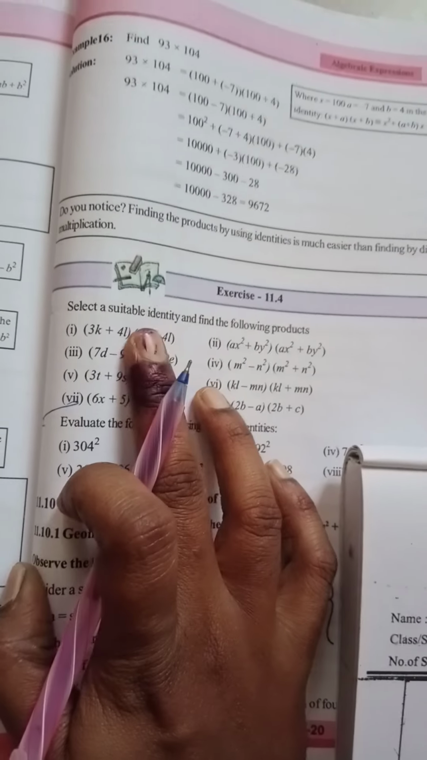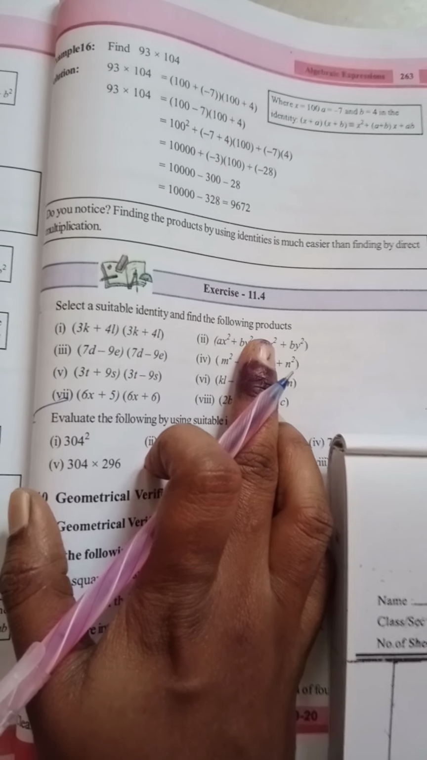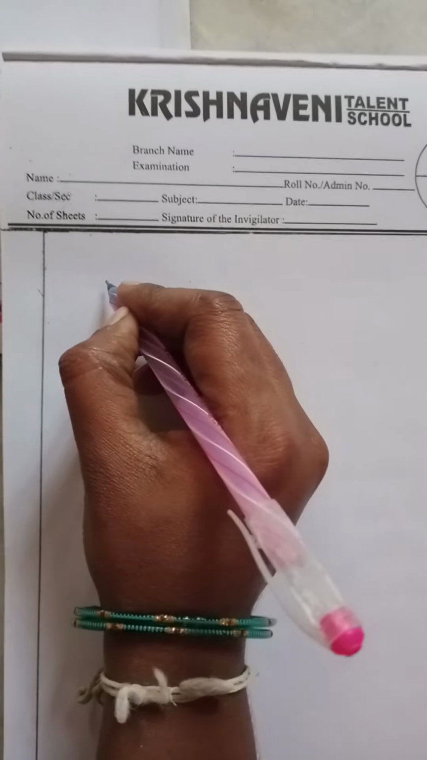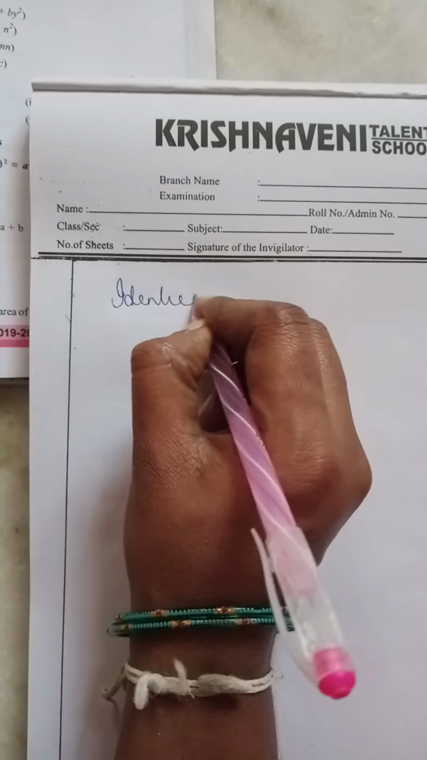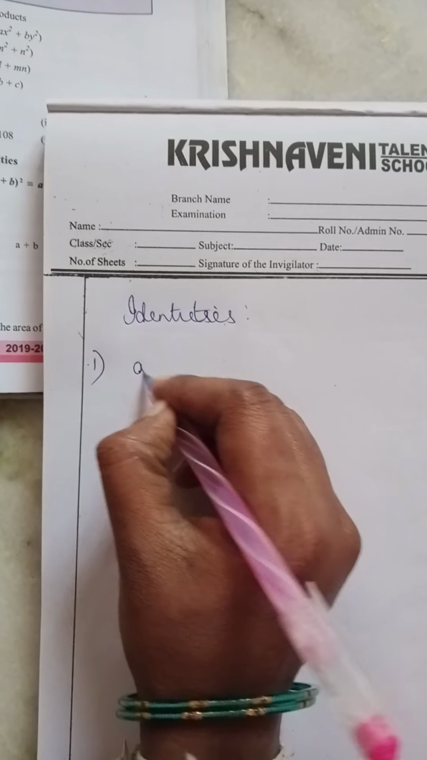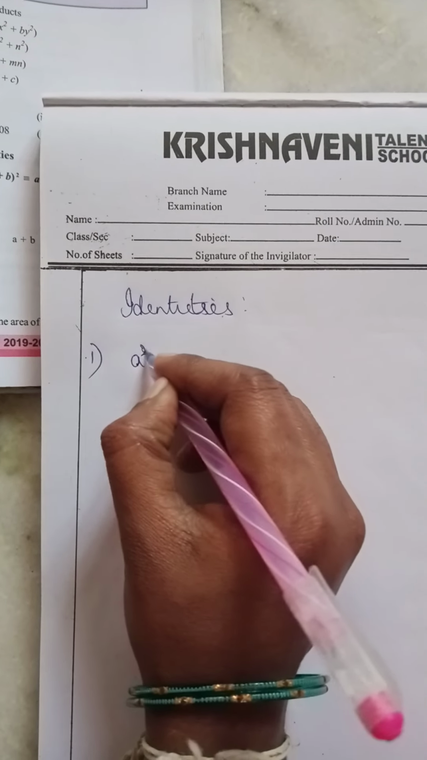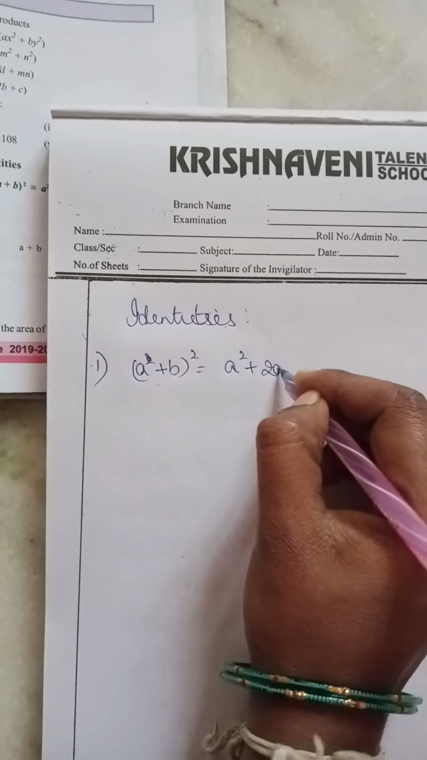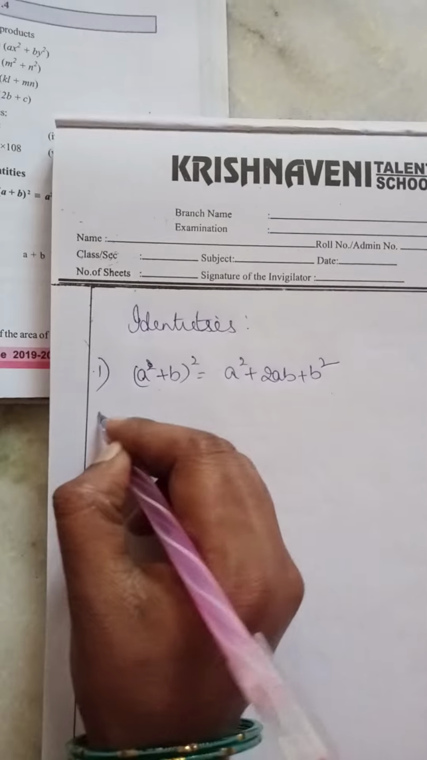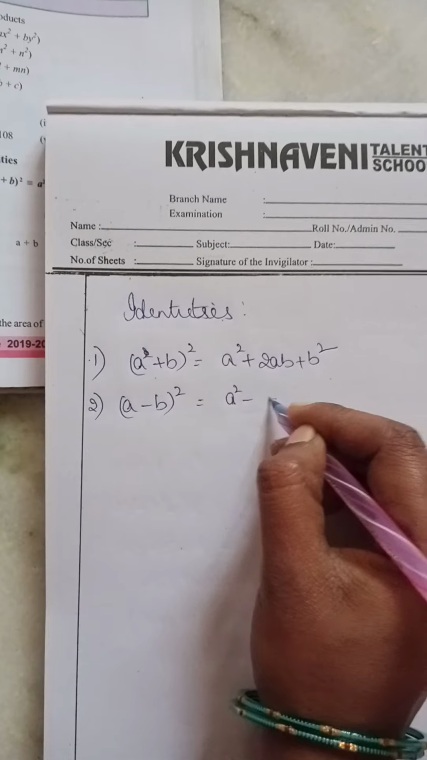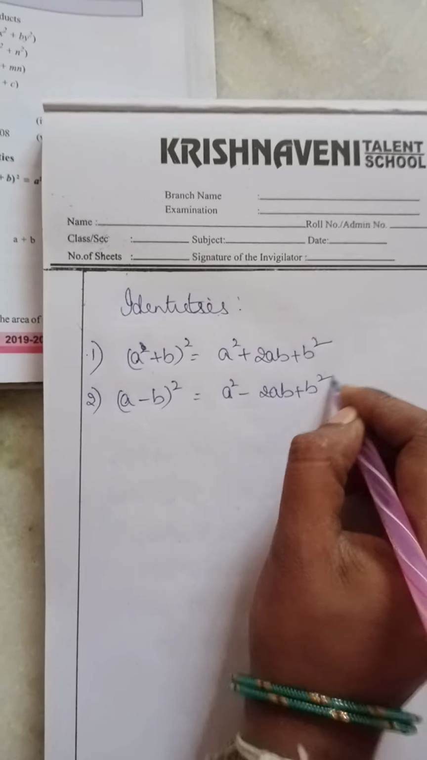See the first problem. What is the question? Select a suitable identity and find the following products. Okay. First of all, we have a set of identities. Before your exercise, write down the identities here. Okay. What is the first one? (a plus b) whole square is a square plus 2ab plus b square. Okay. Next, what is the next one? (a minus b) whole square is a square minus 2ab plus b square.